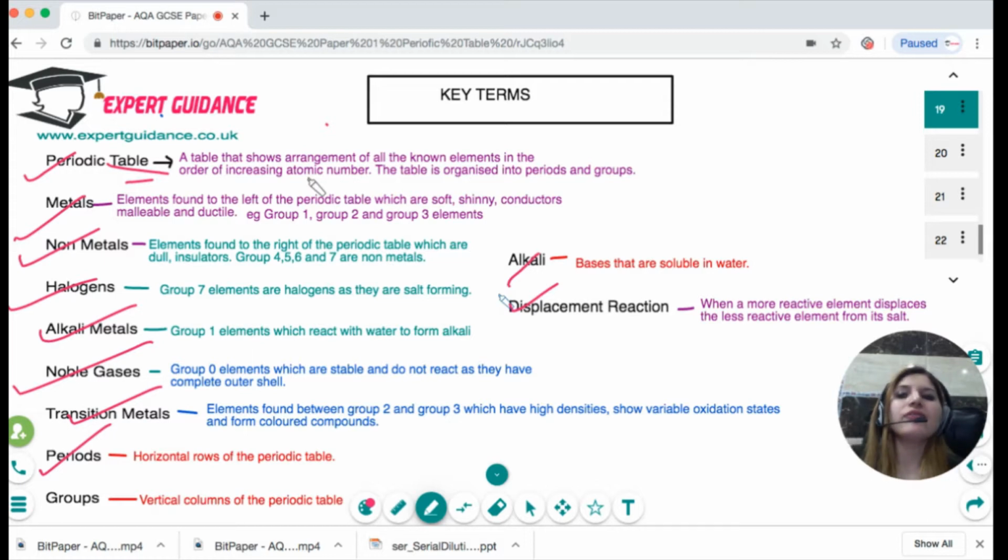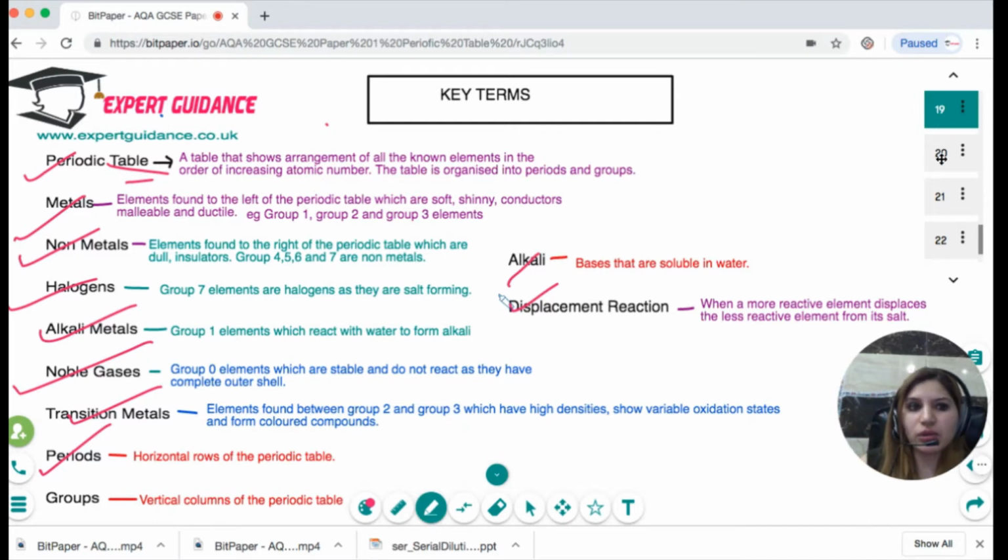Non-metals are the elements found to the right of the periodic table, which are dull, insulators. Example, group 4, 5, 6, and 7. Halogens are group 7 elements as they are salt forming. Alkali metals are group 1, which react with water to form alkali. Noble gases are group 0 elements, which are stable and do not react as they have a complete outer shell. Transition metals are the elements found between group 2 and group 3, which have high density, show variable oxidation states, and form colored compounds. Periods are the horizontal rows of the periodic table. Groups are the vertical columns of the periodic table. Alkalis are the bases that are soluble in water. And a displacement reaction is when a more reactive element displaces the less reactive element from its salt solution.